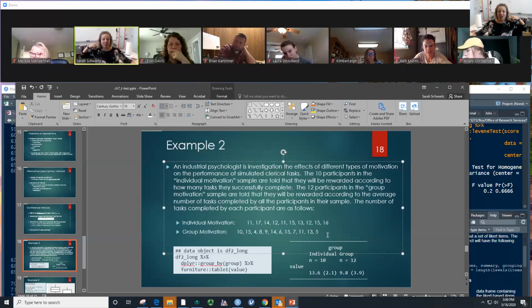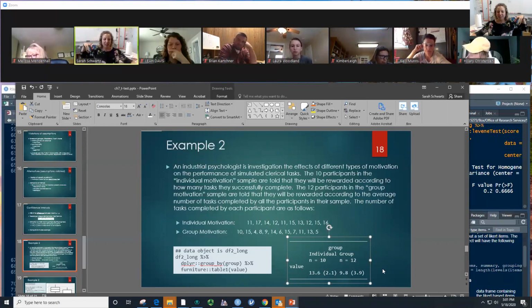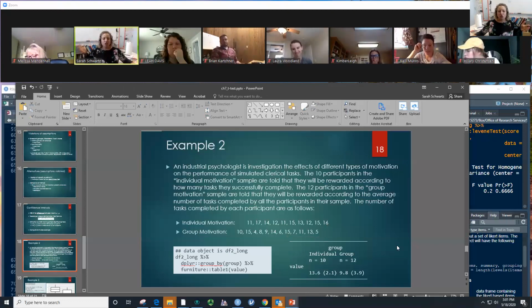Here I put it into R and made a little table. The individually motivated people got an average of 13.6 done. The people that were told their pay was based on the group's progress only finished 9.8 on average. Eyeball test says people get more done with individual motivation versus group motivation. I don't know if this is real data. This might be made up, so don't read too much into it. That's the description. This is descriptive.